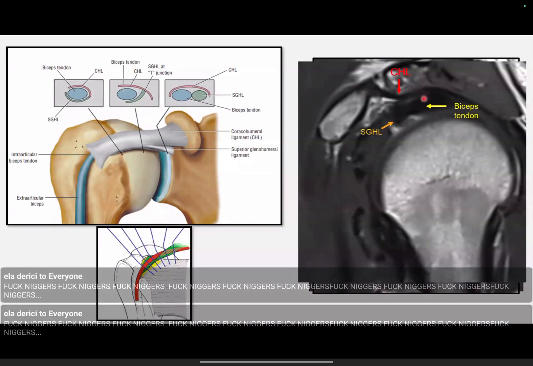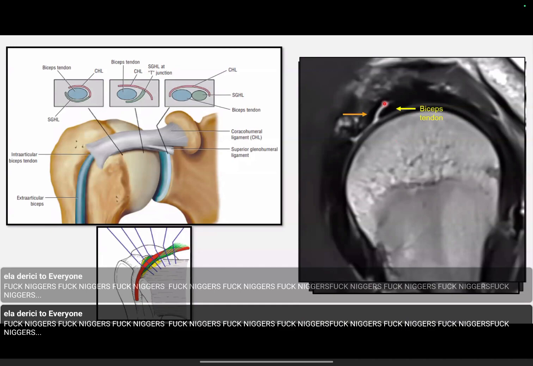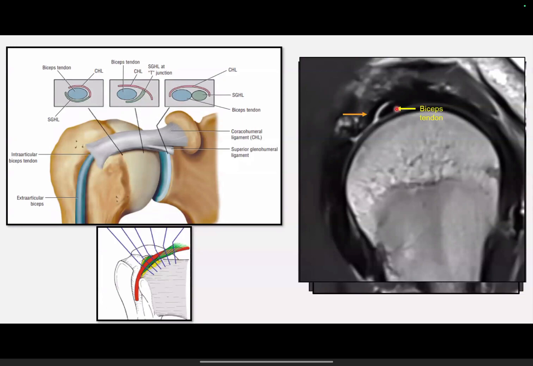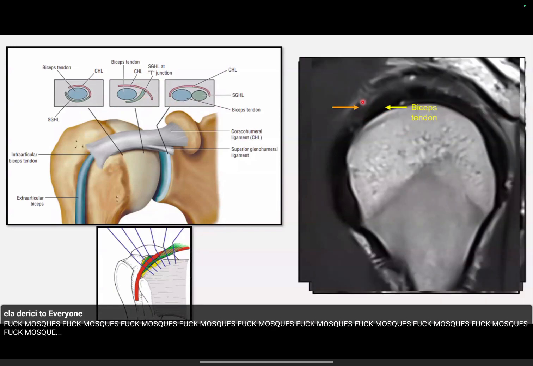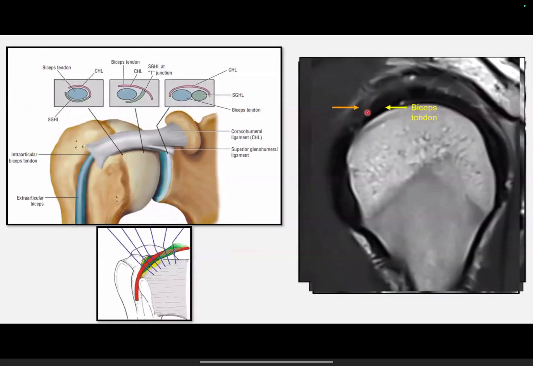Here you can see clearly, at the level of the biceps tendon, the SGHL and coracohumeral ligament form a sling-like structure. The SGHL goes to the medial side and forms a U-shaped sling there. Here it merges with the coracohumeral ligament, and it's a little difficult on this image to differentiate the coracohumeral ligament and SGHL, but it's on the medial side of the biceps tendon.